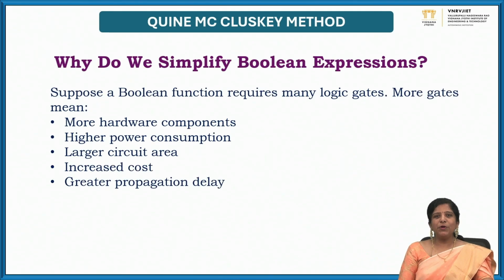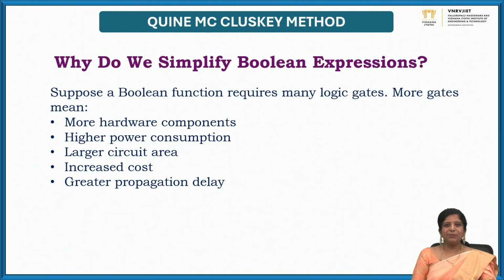Now, before going to this method, why do we simplify the Boolean expressions? We have different approaches. We have theorems and postulates to simplify the given expressions. Not only that, we have studied K-maps, that is Karnaugh maps, which are used to simplify Boolean expressions. What is the need to simplify the expression? If we don't simplify the Boolean expression, you will have more terms, and more logic gates are required. More gates means more hardware components. More hardware components means high power consumption, large circuit area, and the cost of the design also increases, and it results in more propagation delay.